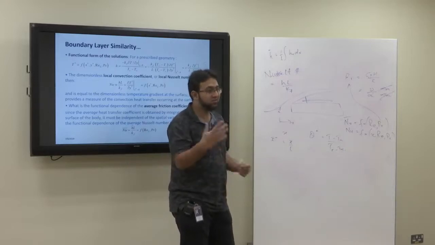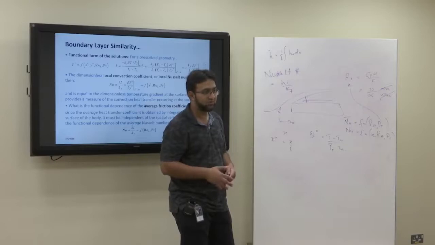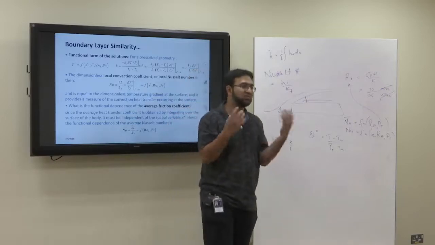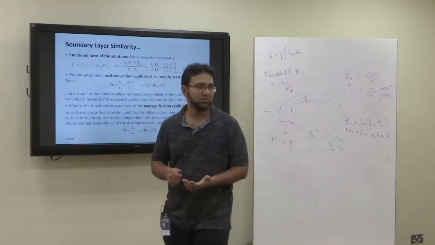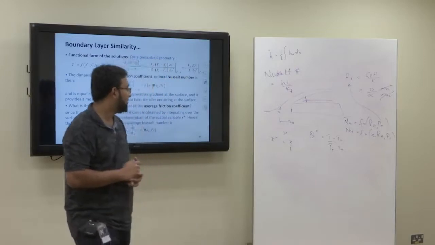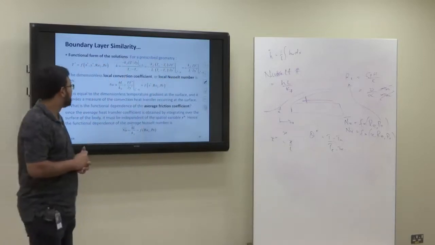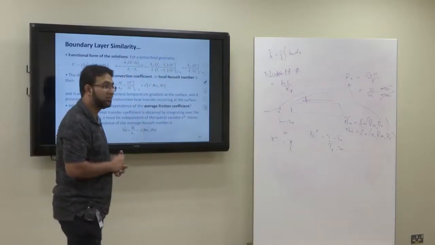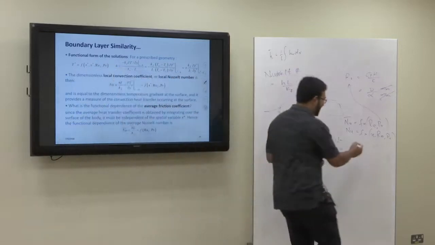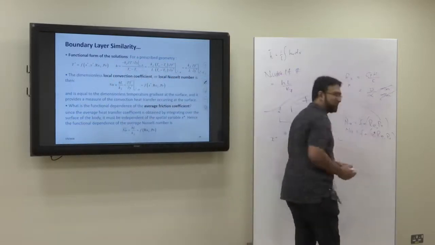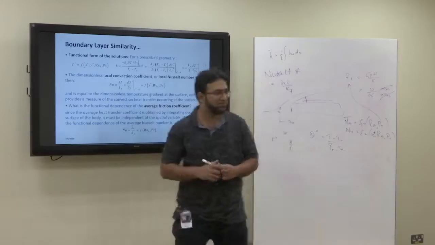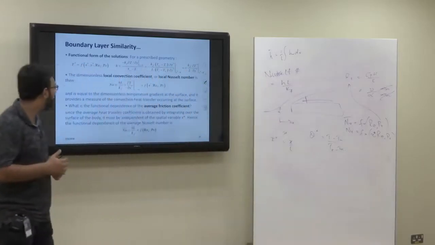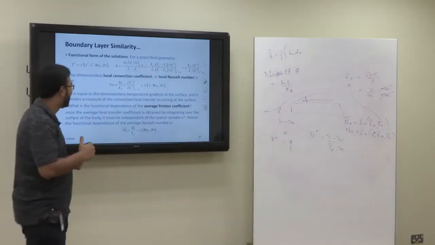Is it clear? Because h varies with x, similarly the Nusselt number would vary with x, because the Nusselt number is a dimensionless heat transfer coefficient. So do we put x or x star? I'll put here x star. Good catch. Because we need to put everything dimensionless. We hate dimensions.